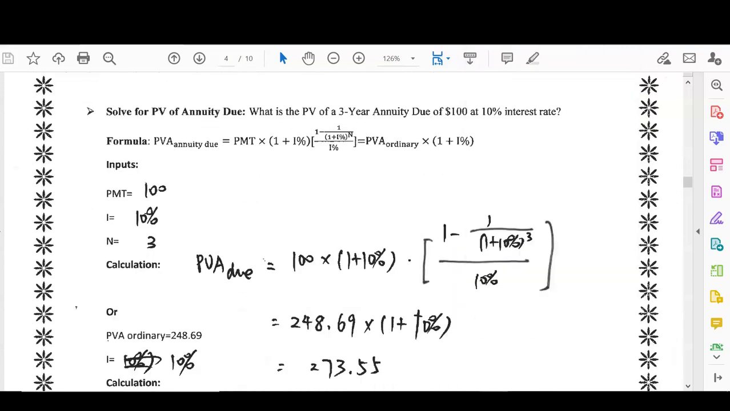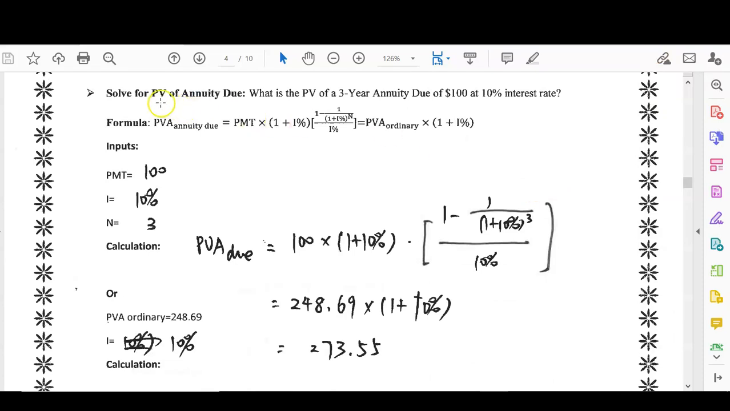Okay, let's look at another example here about the present value of this same annuity due. The formula is a little bit similar, but a little different. We can use payment 100 multiplied by 1 plus 10% multiplied by (1 minus 1 over (1 plus 10%) cubed) divided by 10%. Or we can use the present value of ordinary annuity we just got, 248.69 multiplied by 1 plus 10%. So we have 273.55 as the present value of this annuity due.